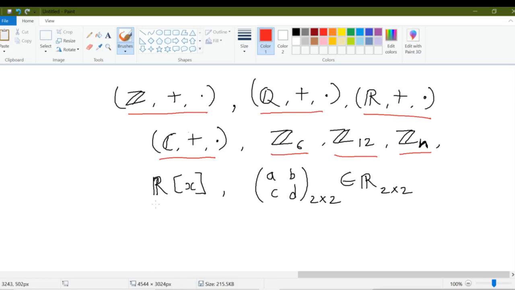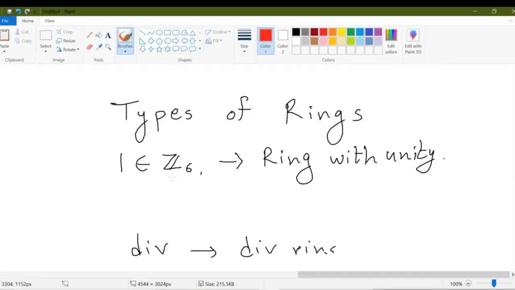If we consider the set of polynomials in X with real coefficients, that also becomes a ring. If we consider 2 by 2 matrices with real entries, that's also a ring. As we saw, Z6 has the identity 1. That's why it is called a ring with unity.